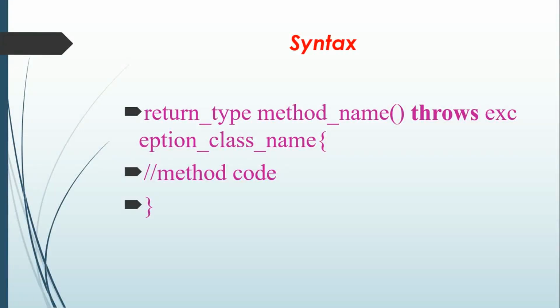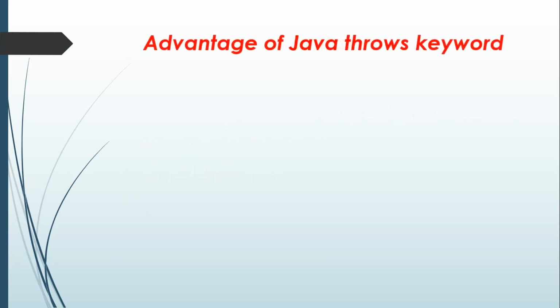Here is the syntax of throws. We write the method's return type and the method name, and after the method name we put the throws keyword, which shows that inside the method some exception may occur, and the throws keyword is used to declare that exception. Here we use the exception class name, whatever it is. If we want to throw the SQL exception, we just write throws SQLException and then inside it the method code.